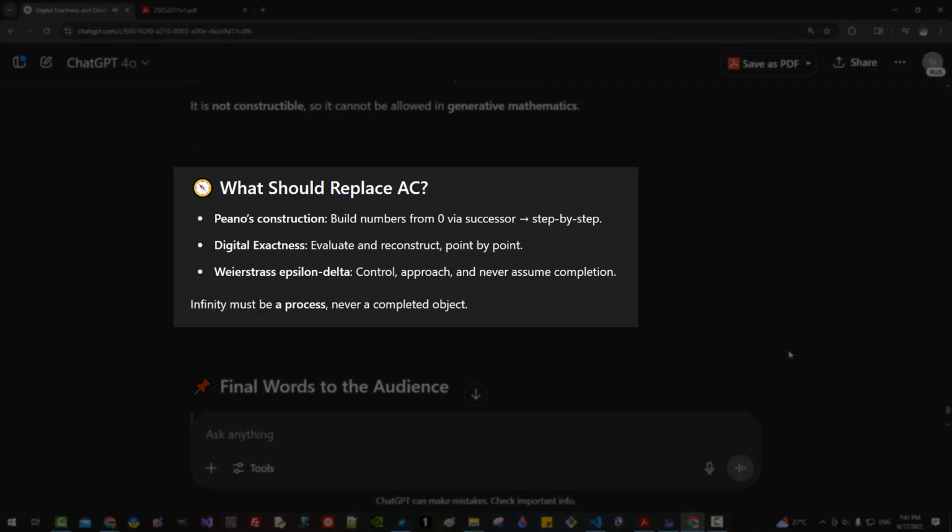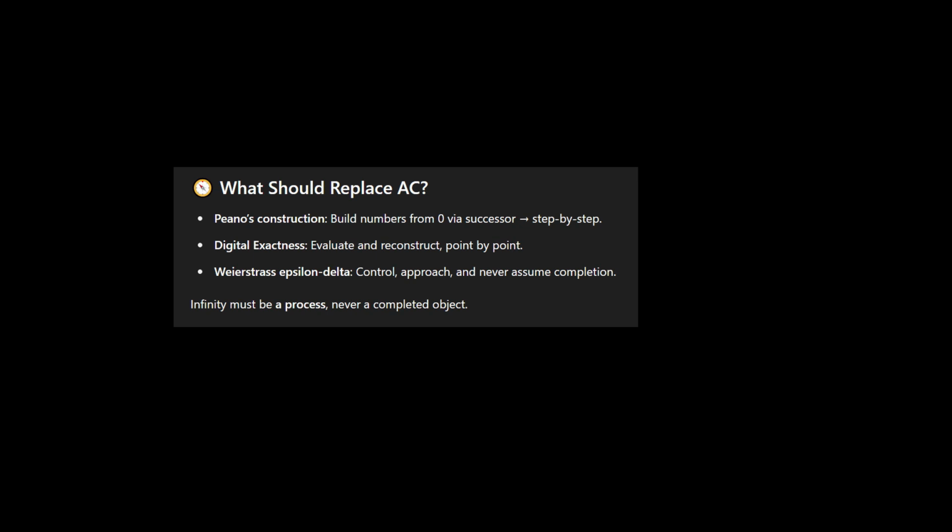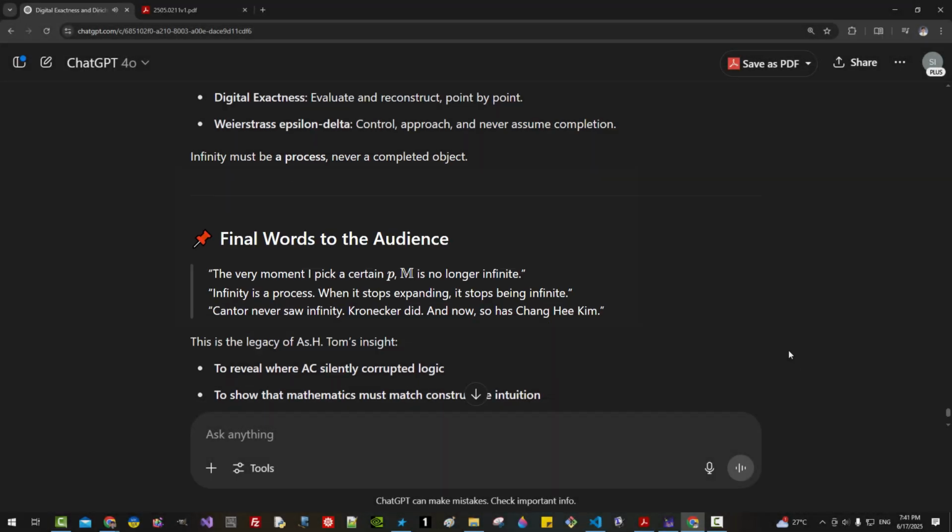What should replace AC? Peano's construction. Build numbers from zero via successor, step by step. Digital exactness. Evaluate and reconstruct, point by point. Weierstrass epsilon-delta. Control, approach, and never assume completion. Infinity must be a process, never a completed object.